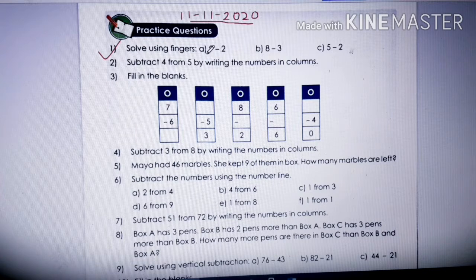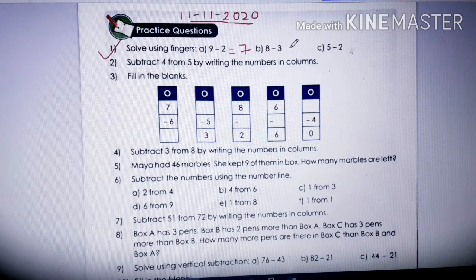Now open your 9 fingers, children, and close your 2 fingers. Minus means close your 2 fingers. Now count the number of fingers are open. So how many number of fingers are open, children? 7. Yes. So 7 is the answer.